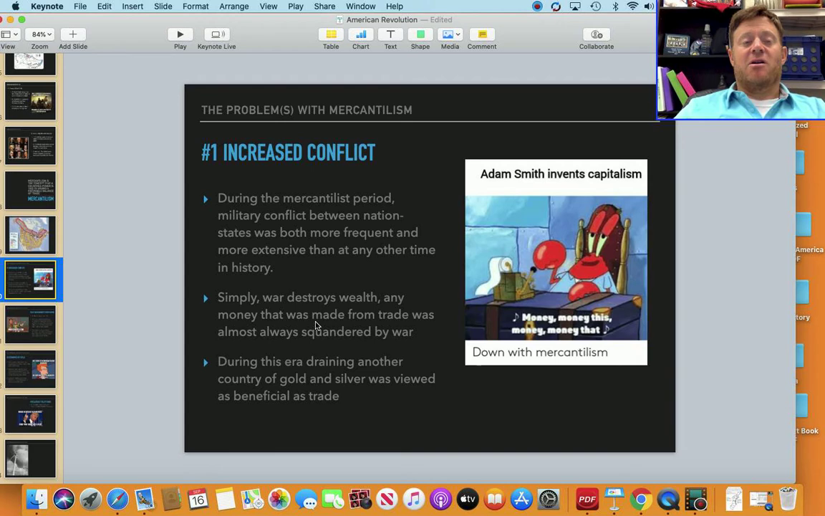So they would make all of this money because they still were kind of free traders, but then they would just squander it away. And this was the most interesting thing that I learned. During this era, draining another country of gold and silver was viewed as beneficial trade. So not only would you increase your exports and decrease your imports, but you would also try and steal things from the French and lower their balance. This was seen as powerful.